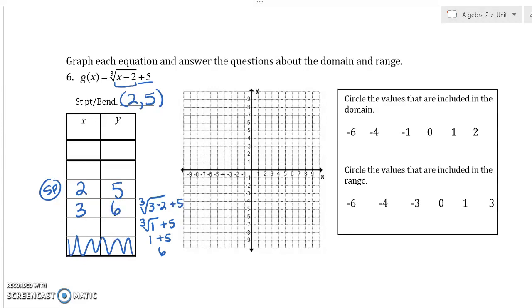Okay. Now, I want to pick something that's going to make that equal an 8. Because I know that the cube root of 8 is 2. We learned that in the first page.